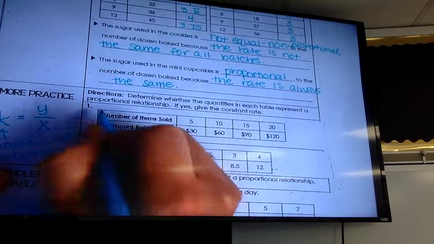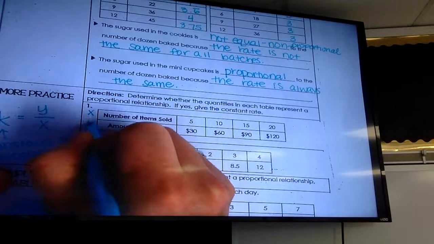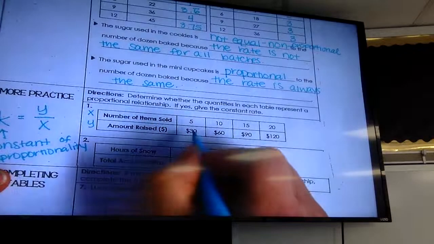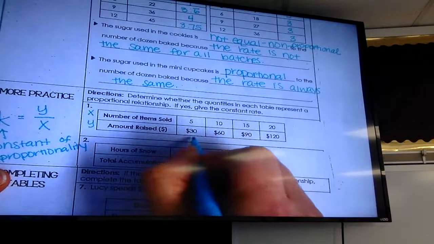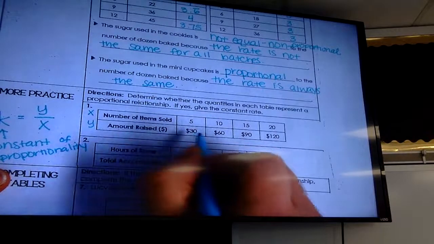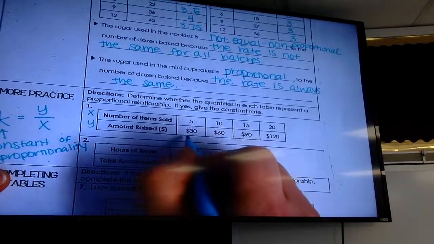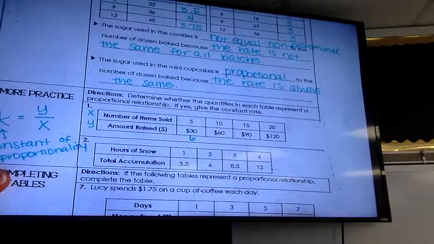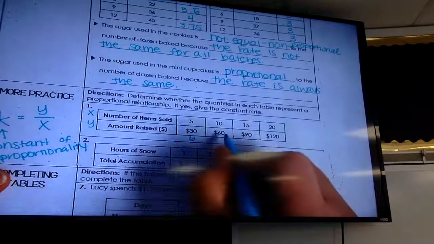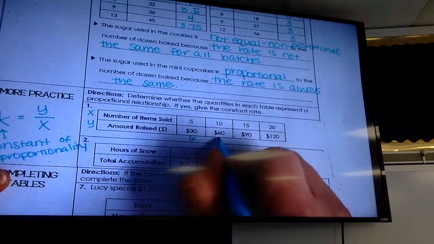Here's a table that goes like this. So the top one's always the X, the bottom one's the Y. So I need to do Y divided by X. I'm just going to write my number right in here. I'm going to squeeze it in. So I'm going to say 30 divided by 5, that's 6. 60 divided by 10, that's also 6.